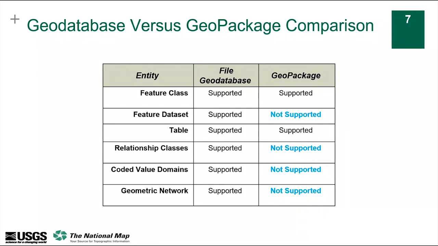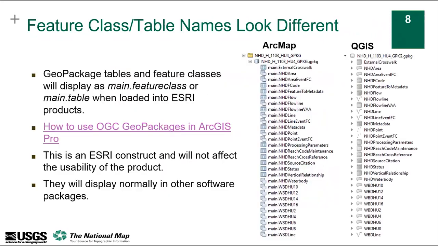Feature classes and table names will look different. Now we will discuss some of the differences you'll see with the new GeoPackage format hydrography data. Once you extract the data and load it into ArcMap, it will look similar to a geodatabase. The overall structure for the data will be the same. The number of feature classes and tables will be identical. The number of features in the feature classes and tables will be identical between formats.